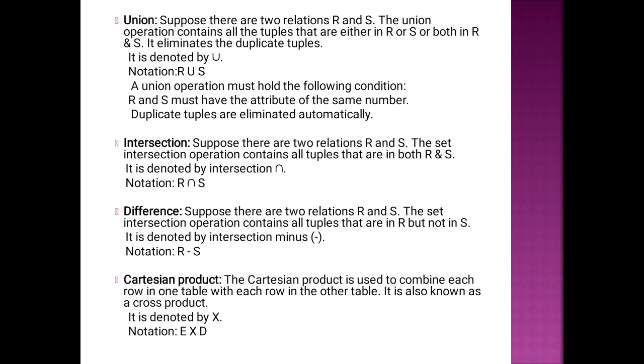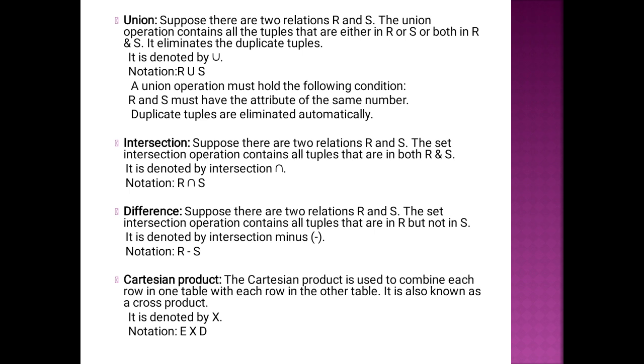The next operation is intersection. Suppose there are two tables R and S. Two relations means two tables. The set intersection operation contains all tuples that are in both R and S. It is denoted by the intersection symbol. You can simply mark it as a reverse U in your notebooks, but it is the symbol of intersection, and the notation is R intersection S, which means only common values from tables R and S will be extracted by intersection.